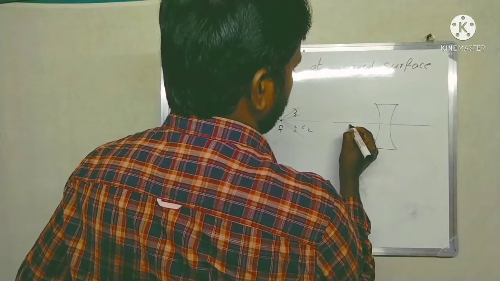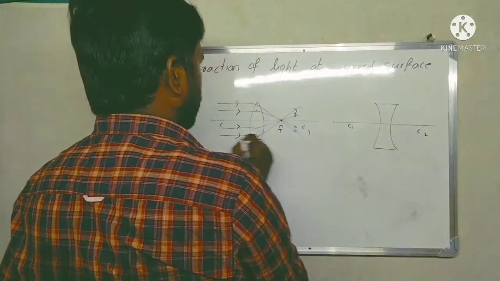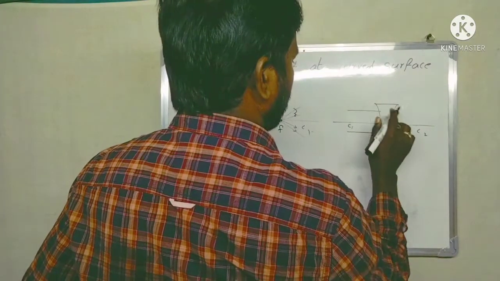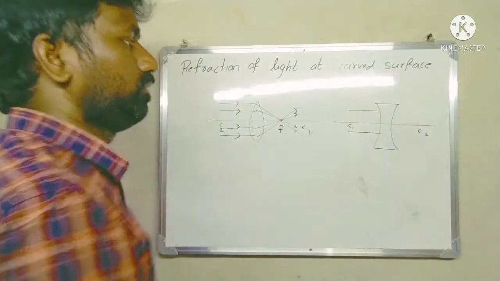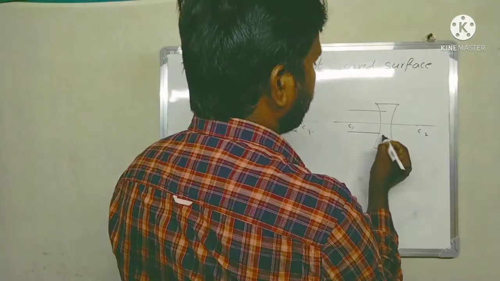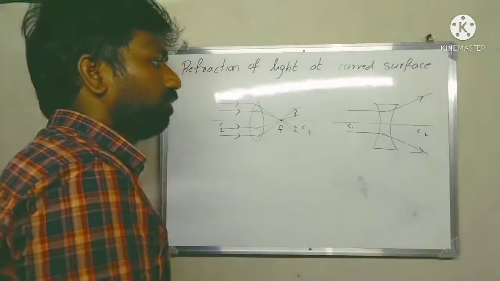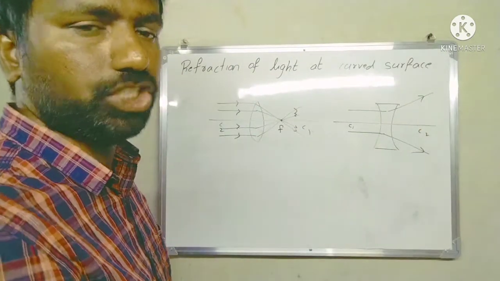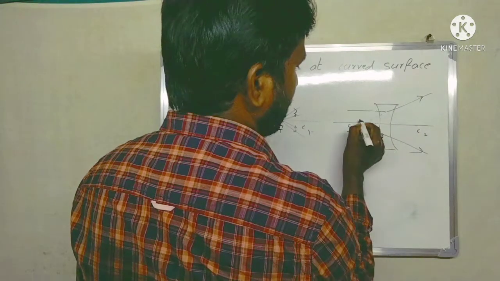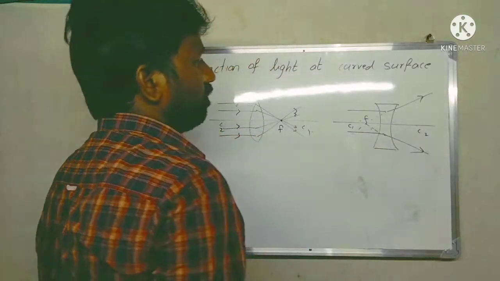So the principal axis, C1, C2. A parallel beam of light rays is incident on the lens. When the light rays are incident on the lens, they will diverge. So this one goes in this direction and this one goes in this direction. These two refracted rays are not going to meet each other. We have to make them meet by extending the refracted rays. The point at which the extended refracted rays meet is the focus.